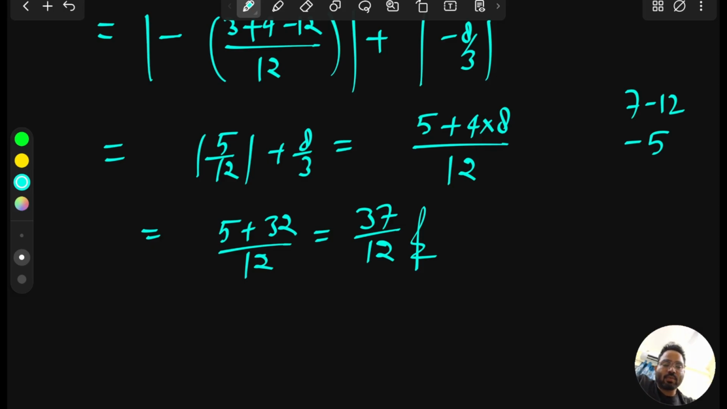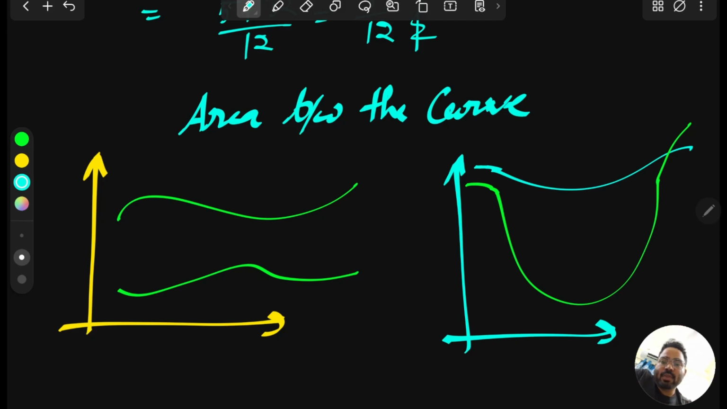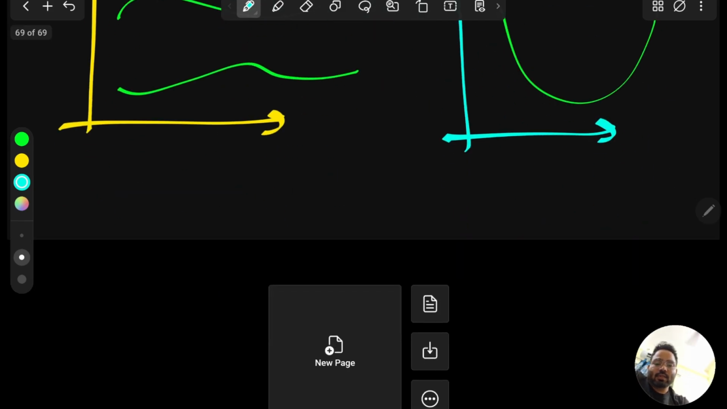Now let's see the next topic. Our next topic is area between the curves. So if we have two curves and we have to find out the area between the two curves, then let's see how we will solve. So let's see how we can find the area between the curves.